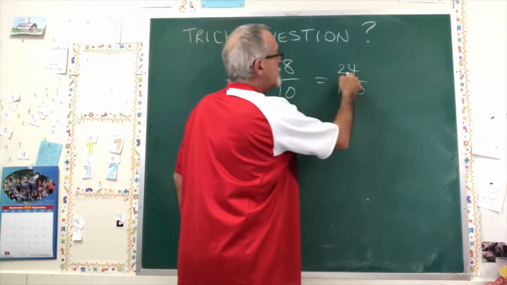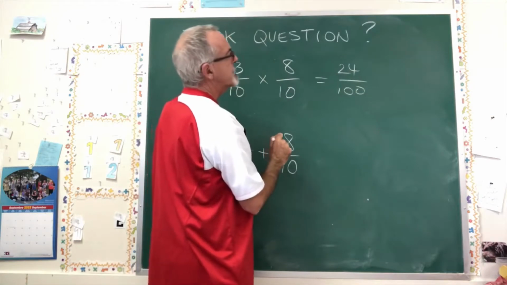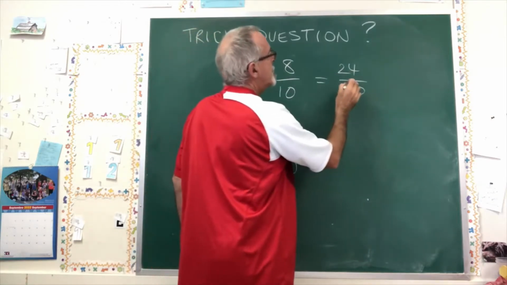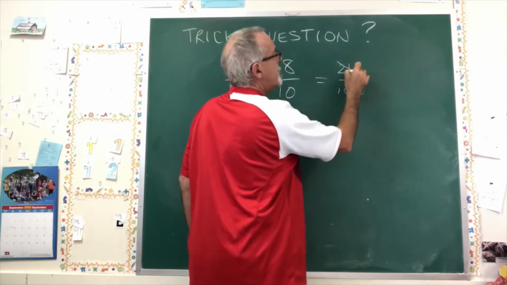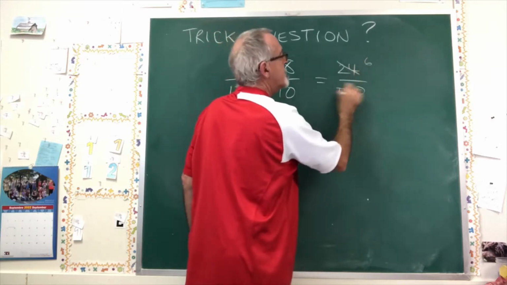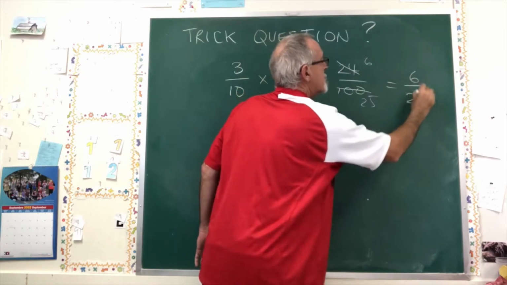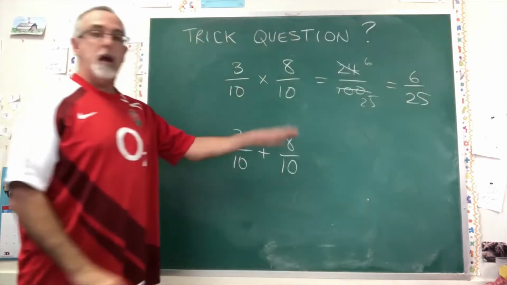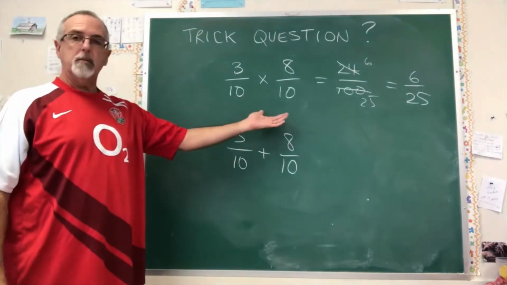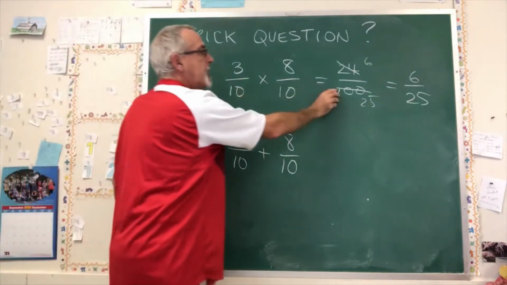If we divide 24 and 100 by their greatest common factor, it's going to be 4. 24 divided by 4 is 6. 100 divided by 4 is 25. I get the answer 6 over 25. So that's one way of getting the answer to a multiplication. I multiply and then I simplify.